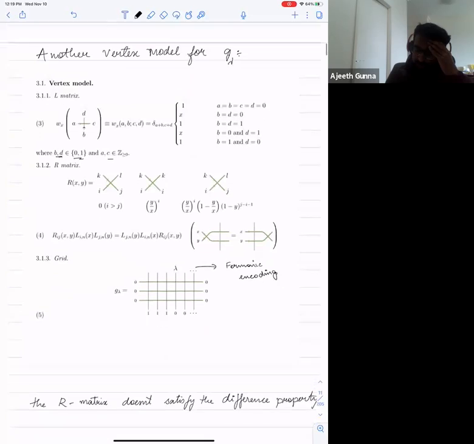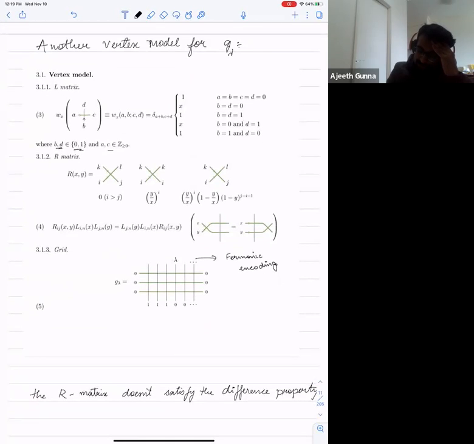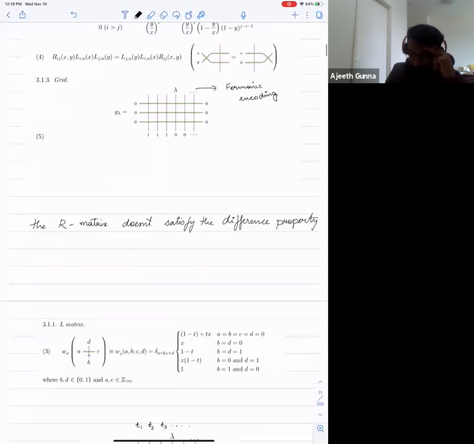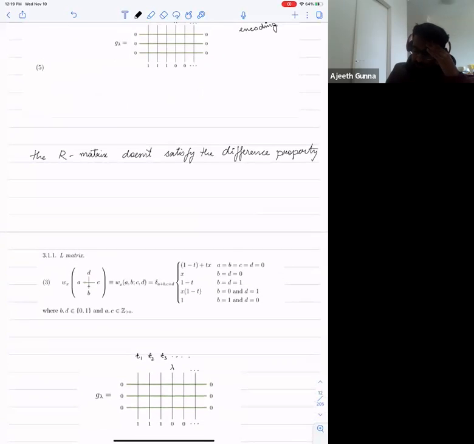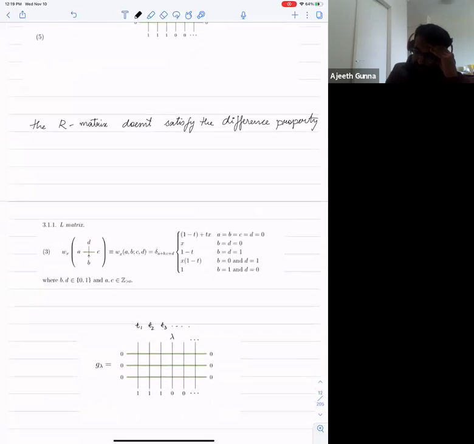But this is disappointing at first look, because the R matrix doesn't satisfy the difference property, which means we can't introduce these physical variables just like we did in the previous case. So what do we do? I agree that the difference property is not a necessary requirement to be able to introduce physical variables, but the question is, how do you introduce them? I don't have a guiding principle, but somehow we were able to introduce the physical variables in this way. This is totally non-trivial.